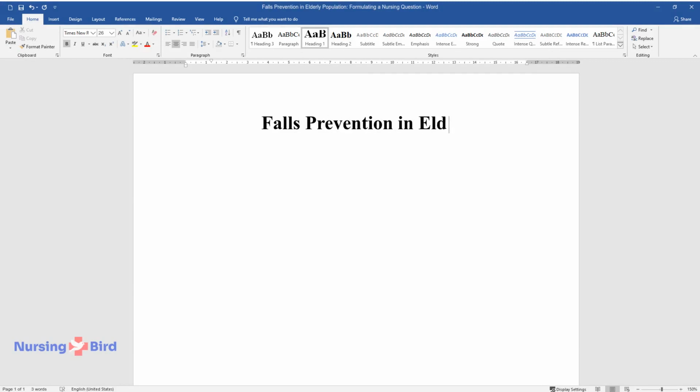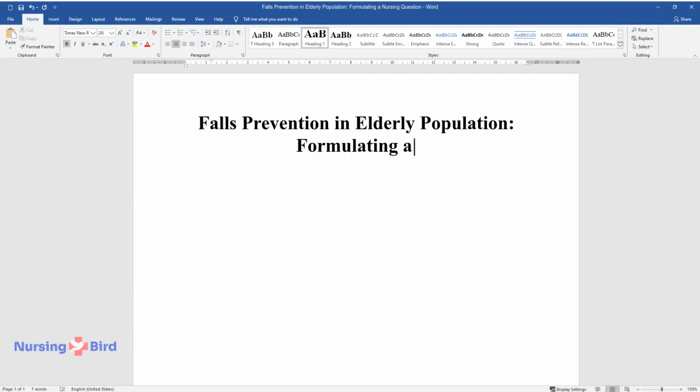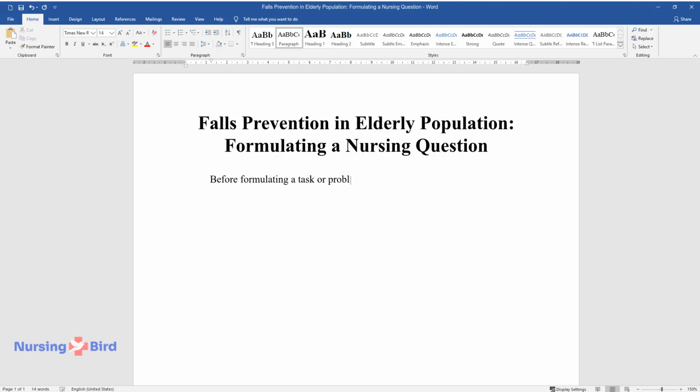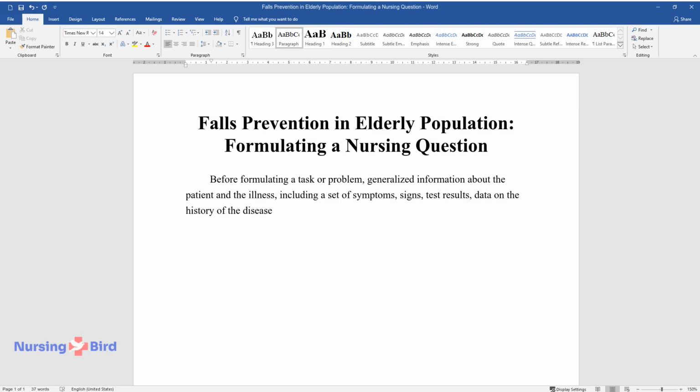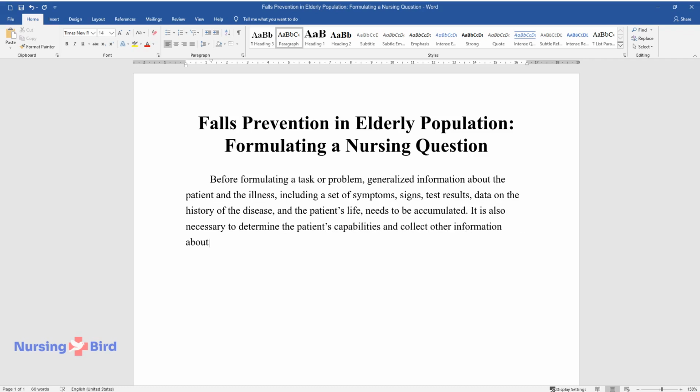Falls prevention in elderly population, formulating a nursing question. Before formulating a task or problem, generalized information about the patient and the illness, including a set of symptoms, signs, test results, data on the history of the disease, and the patient's life, needs to be accumulated. It is also necessary to determine the patient's capabilities and collect other information about the disease and possible outcomes.